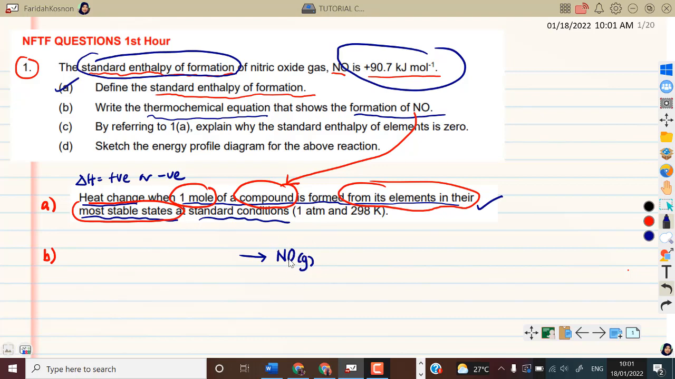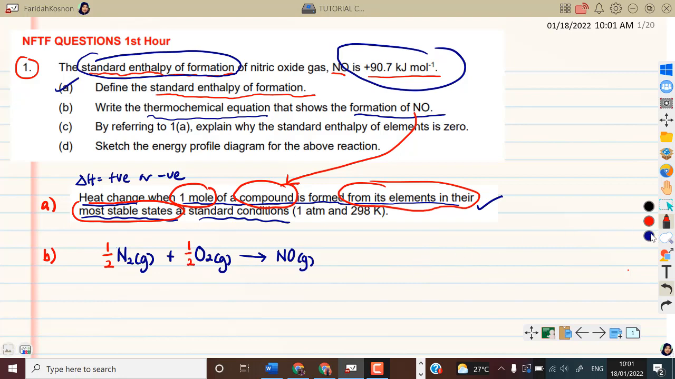So nitric oxide is formed from its elements. Element dia yang paling stabil adalah nitrogen gas, nitrogen exists dalam bentuk molecule, and oxygen gas. Tapi disebabkan kita nak tally dengan definition, nitric oxide mesti satu mol. Jadinya, untuk equation ini, you have to put half here and half here.